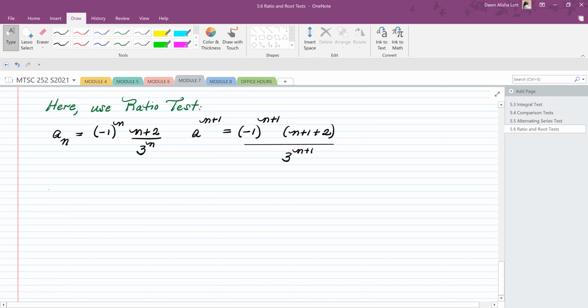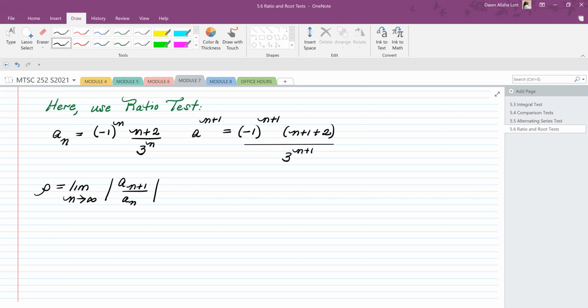So now rho is the limit as n approaches infinity of the absolute value of an plus 1 divided by an. Since I know I'm going into absolute value, I'm not going to need the negative ones. They are going to be gone. So that's going to be the limit as n approaches infinity of the absolute value of n plus 3 over 3 to the n, and when I divide by an, I'm going to get 3 to the n over n plus 2.